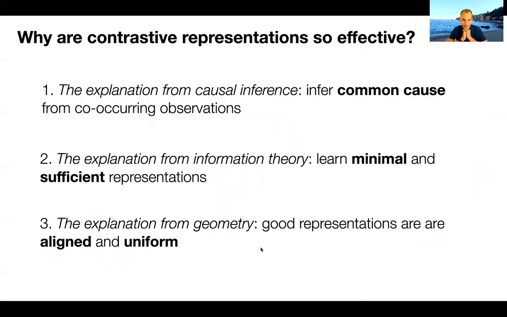So this is my third explanation, from geometry. Good representations are aligned and uniform. And I'm sure that there's a lot more beyond this that one could use to explain contrastive learning. These are not independent explanations, they're interrelated, but the three that I've identified so far are: contrastive learning is a way of doing something kind of like causal inference, inferring the common cause of co-occurring observations. With properly chosen views, you end up learning representations that may be minimal and sufficient for the downstream tasks that you care about. And these representations have nice geometric properties like being aligned and uniform.